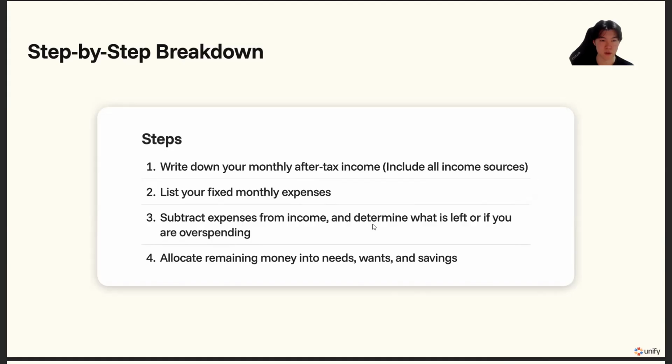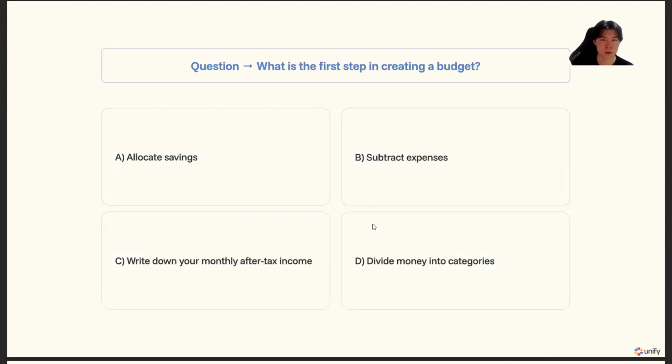So here's a step-by-step breakdown. Write down your monthly after-tax income, including all income sources. List your fixed monthly expenses, then subtract expenses from income and determine what is left or if you are overspending. Then allocate remaining money into needs, wants, and savings.